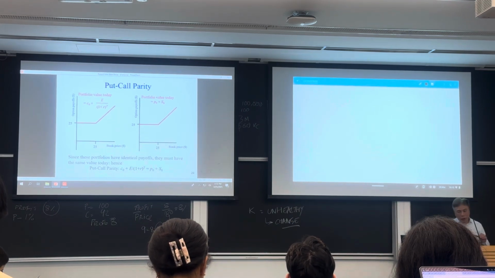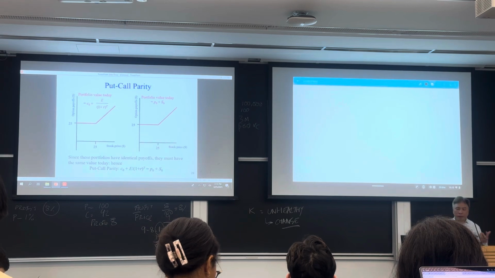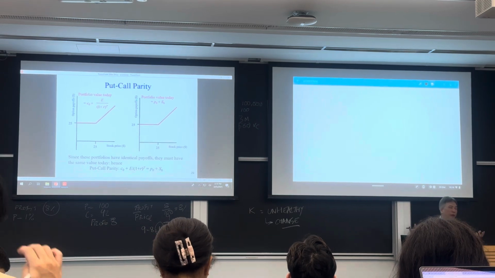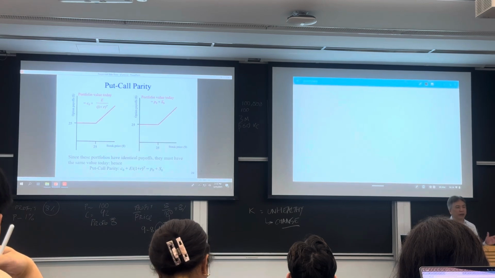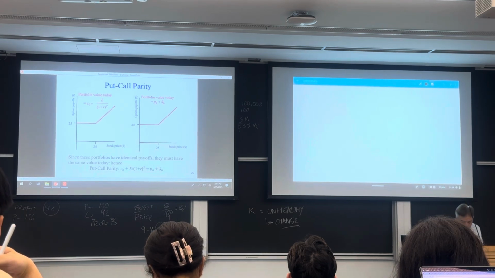Now I don't know how to remember this parity. Actually, you don't need to remember the formula or the diagram. Basically, just write it out. So we call it put call parity.